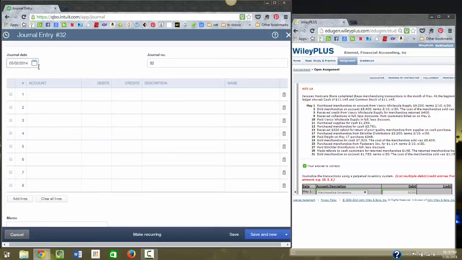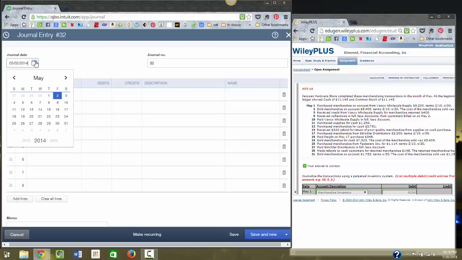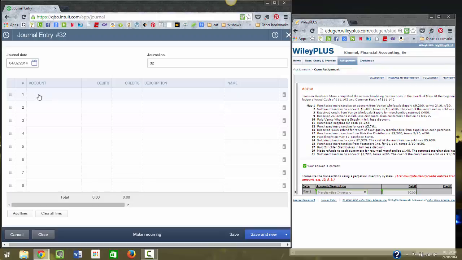And then since all these transactions are in May and I want a pre-existing balance for cash and common stock, I'm going to go to my little calendar widget here and find April 2nd. I hate to type things in on keys, so I love the little calendar widget. And we are going to debit cash to begin with for that total of 11,145.